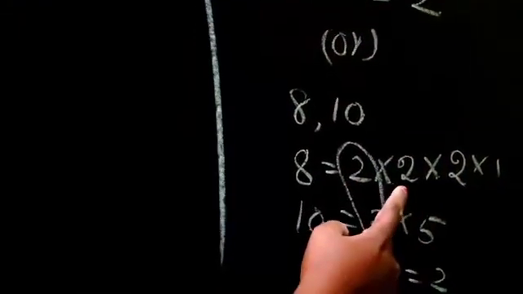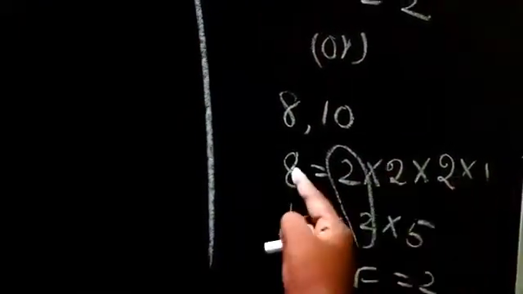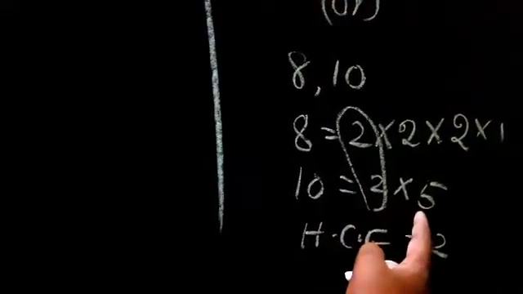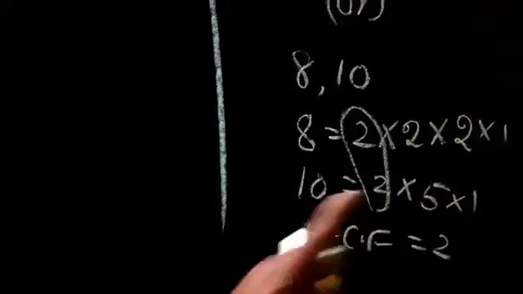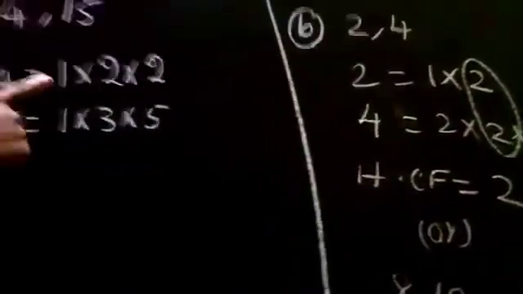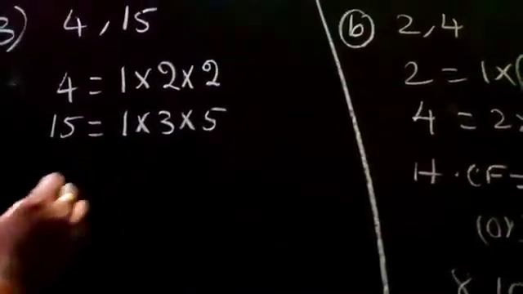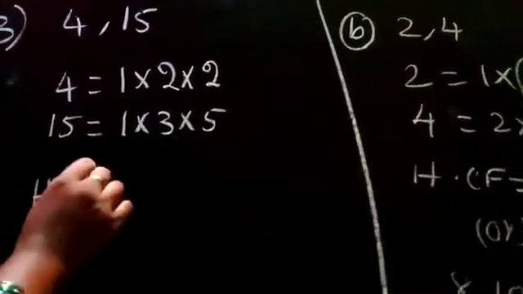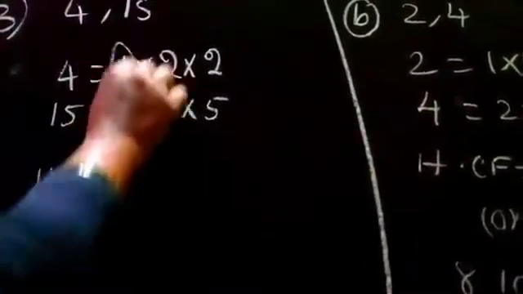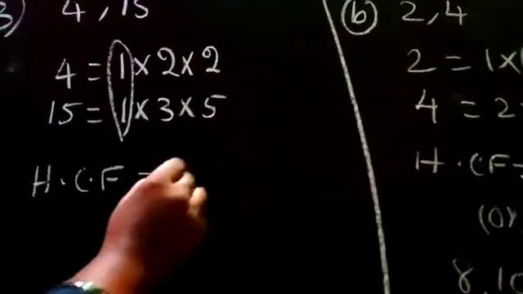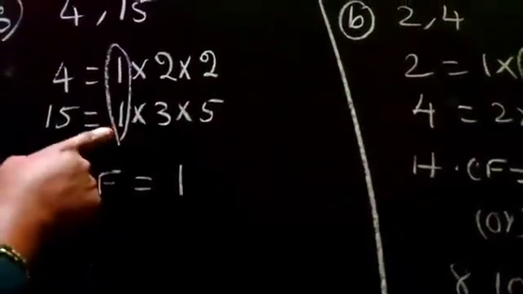So 2 2s are 4. 4 2s are 8. 8 1s are 8 only. In this also, 2 5s are 10. 10 into 1 is also 10 only. So like that, in every number we can write 1. So what number do we have in common? 1. It is not 0. So the HCF of this is 1.